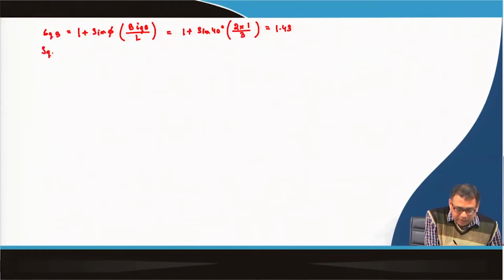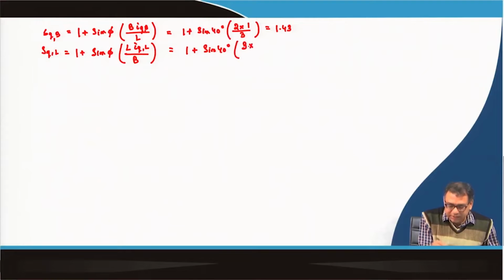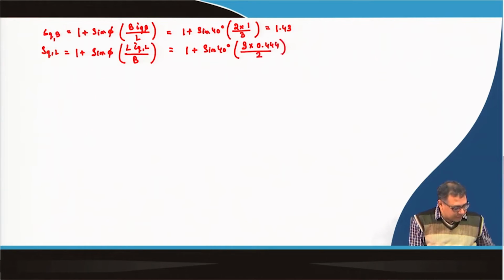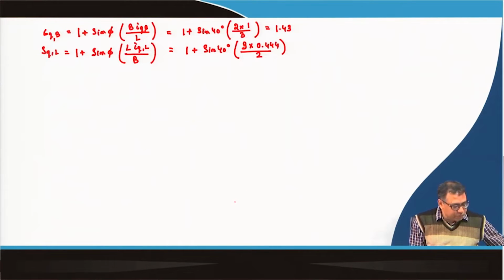Then S_q L is equal to 1 plus sin phi, then I_q L divided by B. So this is 1 plus sin 40 degrees, L is 3 meters. Now, I_q L is 0.444 divided by 2. Okay. So I_q L is 0.444, divided by 2, so that value is also 1.43.